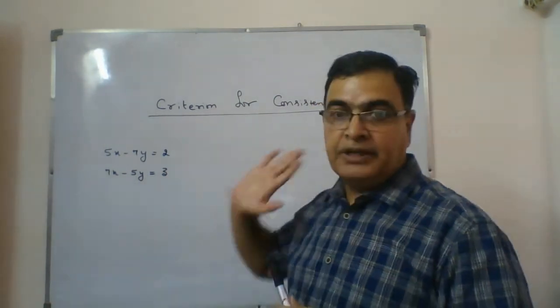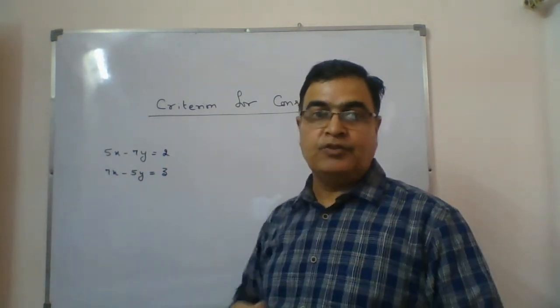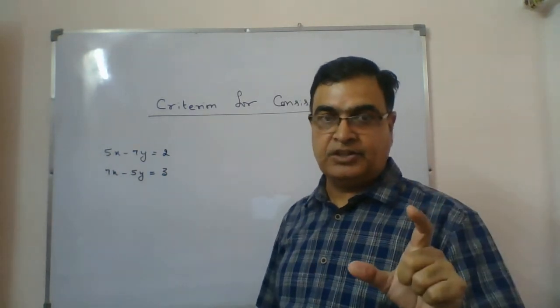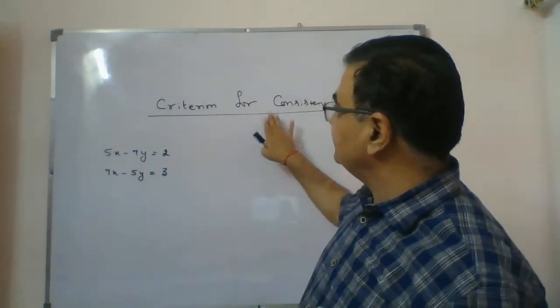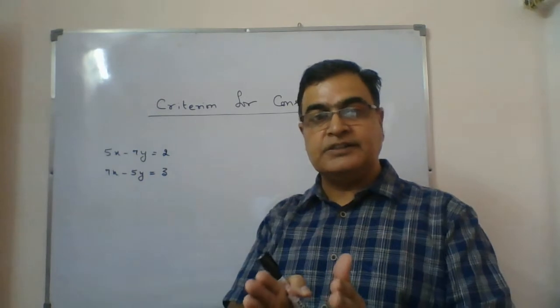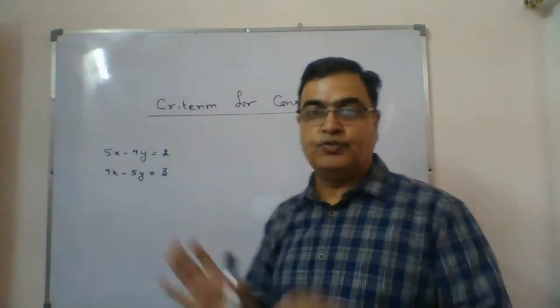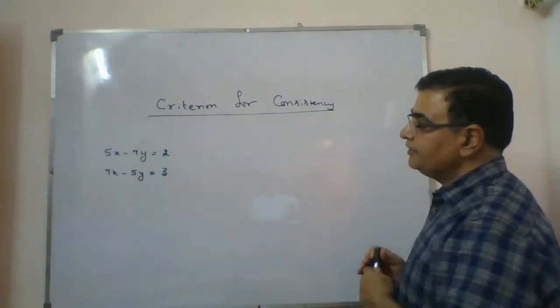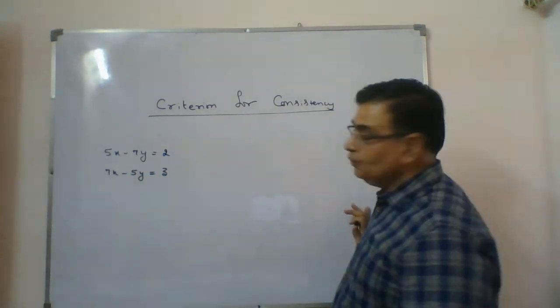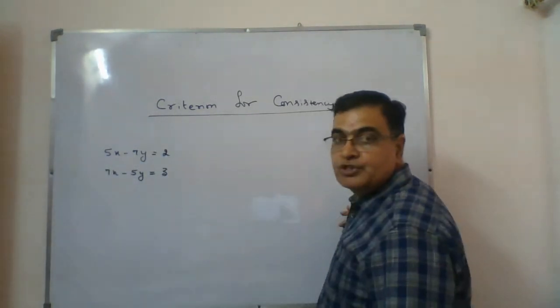So I'll take a simple example now. These are the two equations and we have to solve them by the matrix method. We should identify whether the system is consistent or not. If it is consistent, then we should find the solution. So first thing, whenever these equations are given to you, we will write them in matrix form.